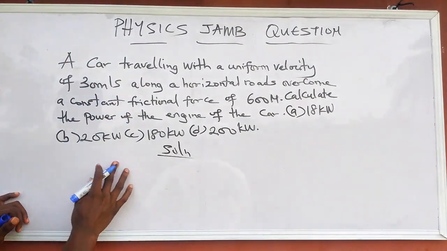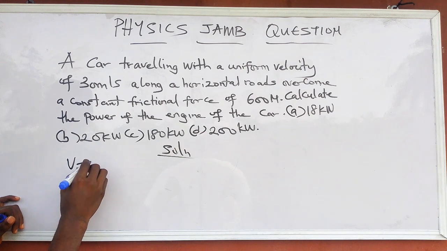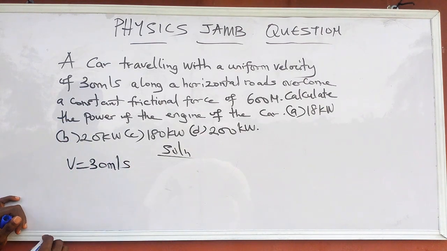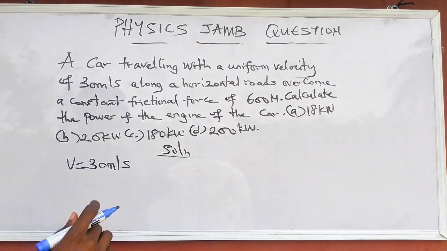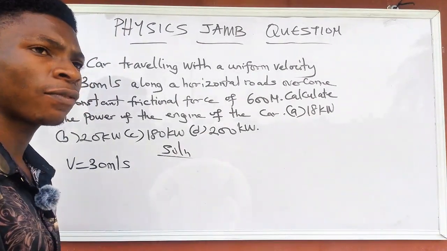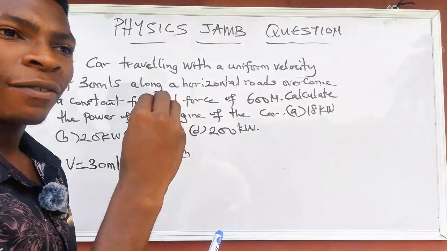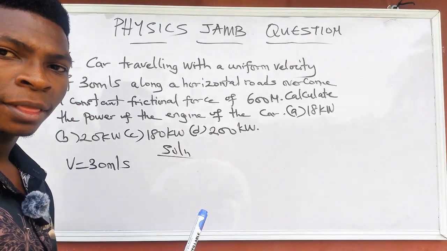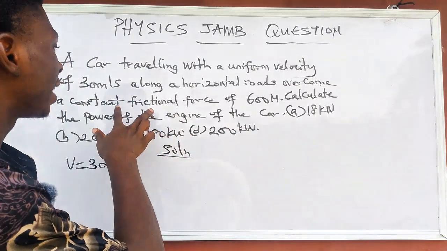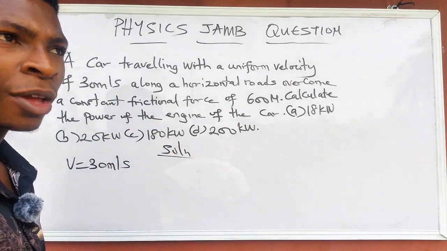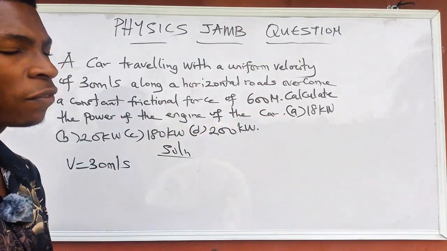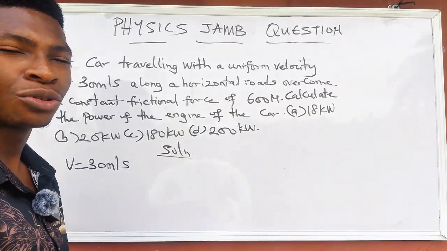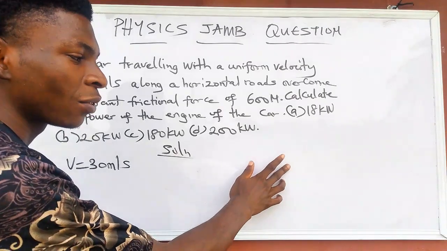So the velocity is 30 meters per second, and then the frictional force. Before I write down the frictional force, the force we are going to use is the force of the engine. Are you getting me now? But in this case, they gave us the frictional force, and this car is moving with uniform velocity. Do remember that you must understand friction before you start solving this.